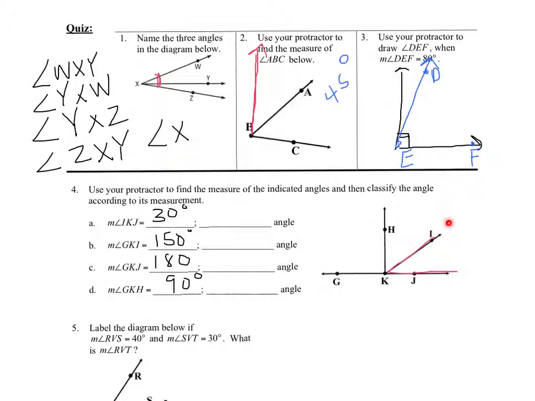So now we've got the measure of angle GKJ, right? And this, again, is a straight angle, so this is going to be 180 degrees. And then D says the measure of angle GKH. And we see right there that that looks like it's a right angle, and it is. So let's actually just write those in really quickly. And there we have it, acute, obtuse, straight, and right.